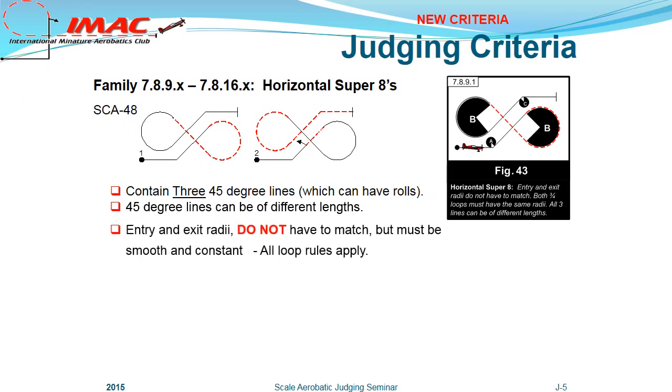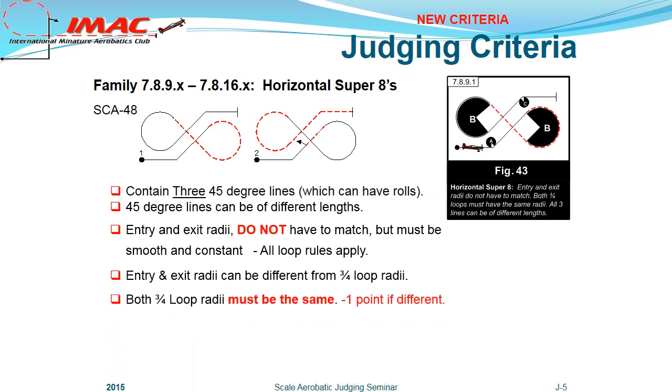The entry and exit radii, marked A and C on figure 43, do not have to match. All of the standard looping rules apply. The 1/8 loop radii also do not need to match that of the 3/4 loops. The 3/4 loop radii, marked B on figure 43, are required to match, and a deduction of 1 point is applied if different.